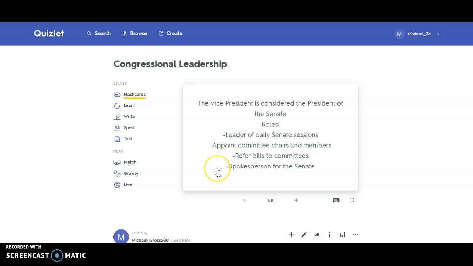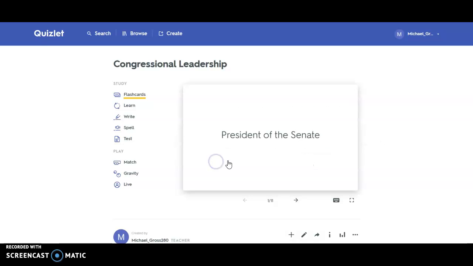And then they're also considered to be the spokesperson for the Senate. So if there are ever any media events or things like that, they're usually there to be the spokesperson for the Senate.